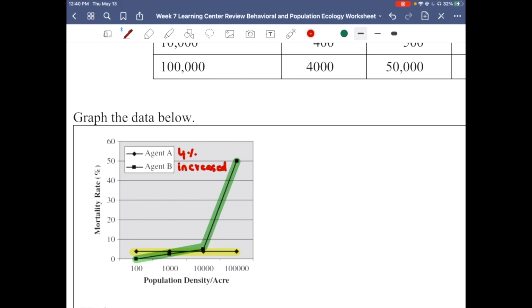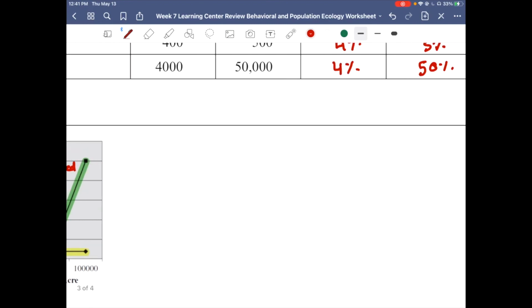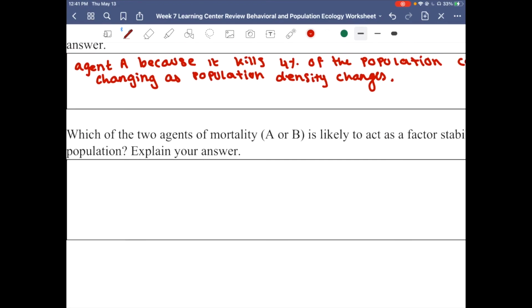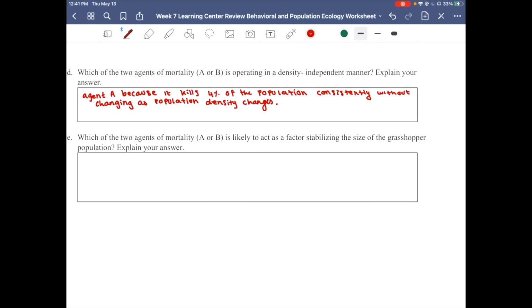But then for factor B, it's proportionally taking away individuals. So at a lower number, it's taking away fewer. At a higher number, it's taking away more, which means it's helping the population be stable around a similar value. Yeah, I hope that makes sense. If it didn't, let me know. Another way you could think about it is that no matter how large the population is, A is only going to remove 4%, which means as the population gets big, it's not going to stabilize because it's going to let the population get big.